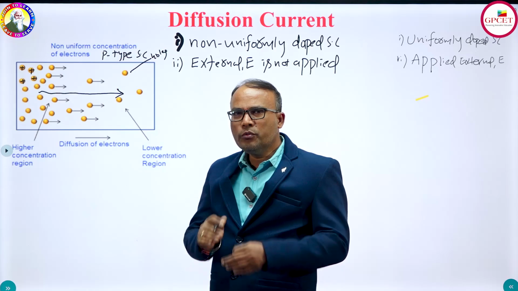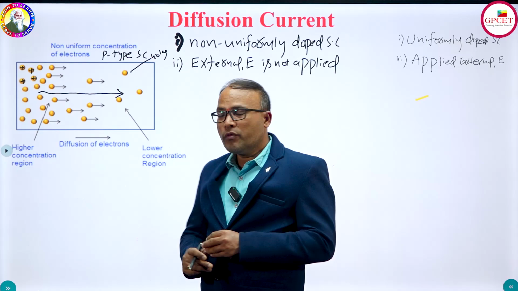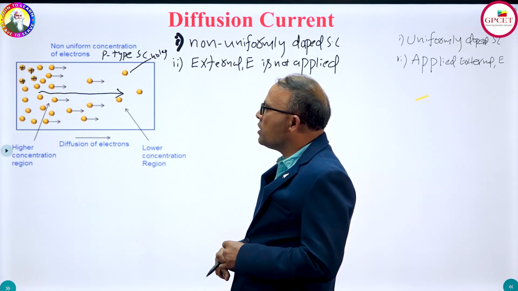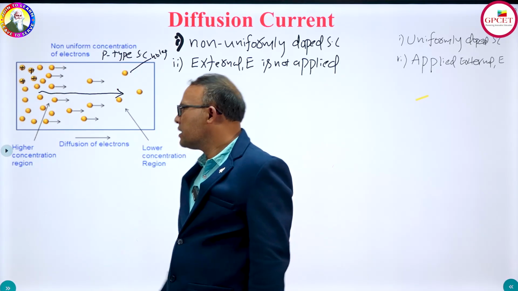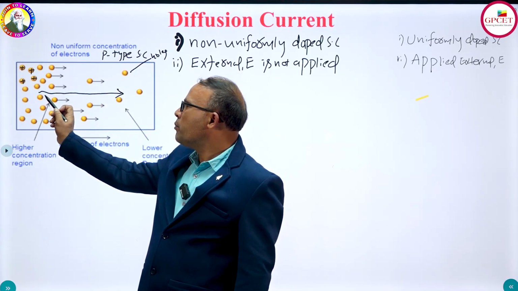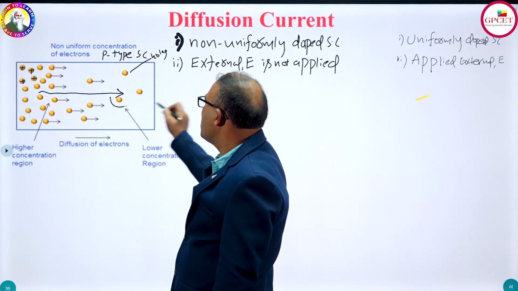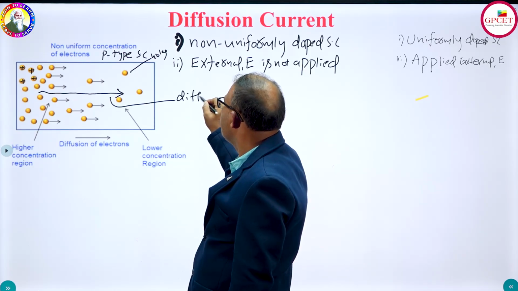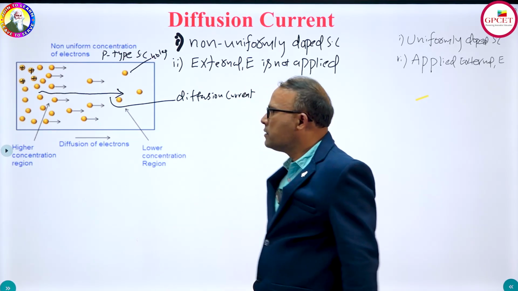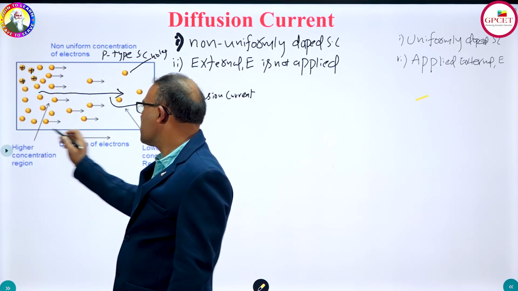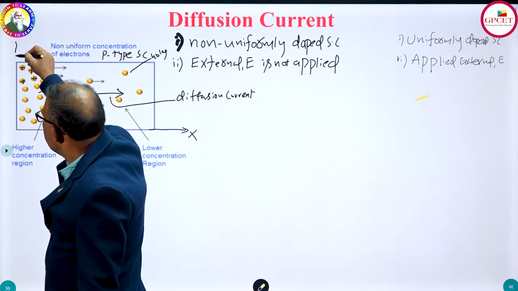That hole current exists due to bombardment and repulsion of the charge carriers, and they are moving from higher concentration to lower concentration. So that current is called a diffusion current. The current which exists due to bombardment and diffusion of charge carriers from one point to another point is called a diffusion current.